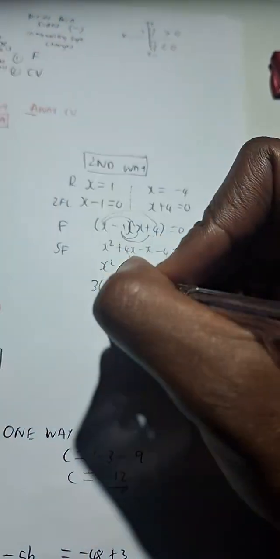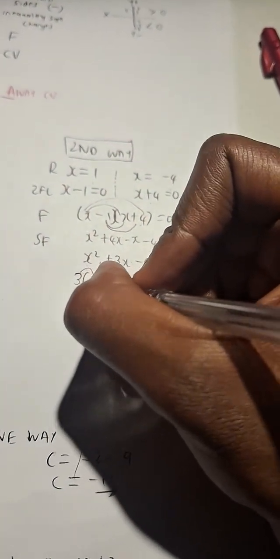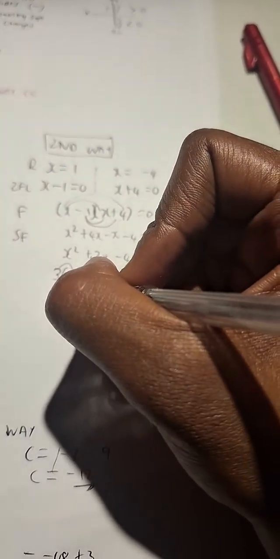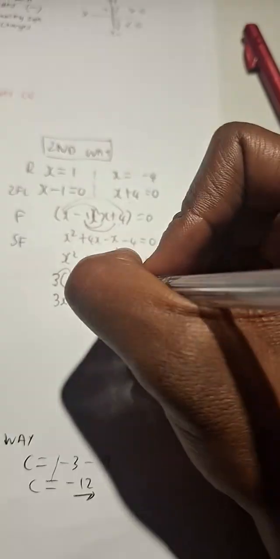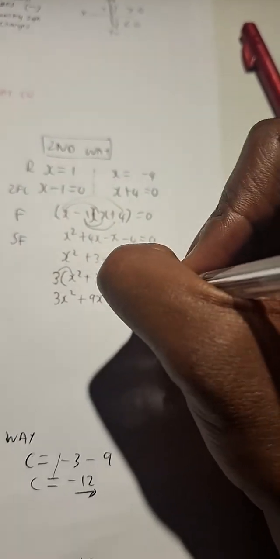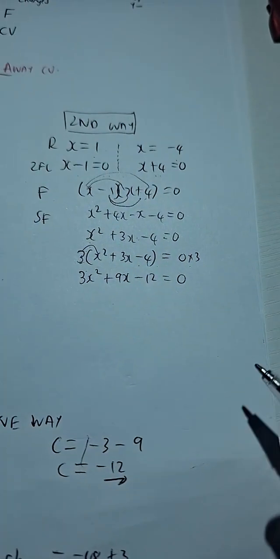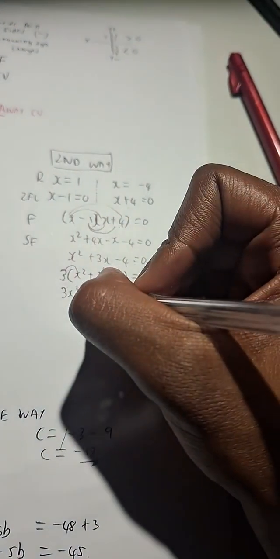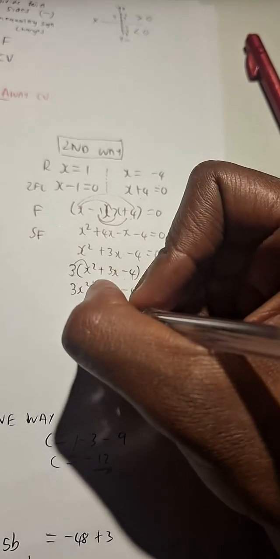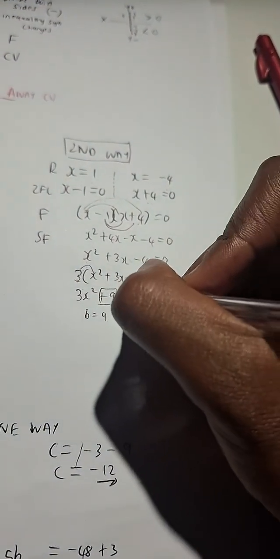So let's distribute this 3. 3 times x squared, 3x squared. 3 times 3x, plus 9x. 3 times negative 4, negative 12 is equal to what? 0. I think we have our b. There it is. B is equal to 9. I think we have our c as well.